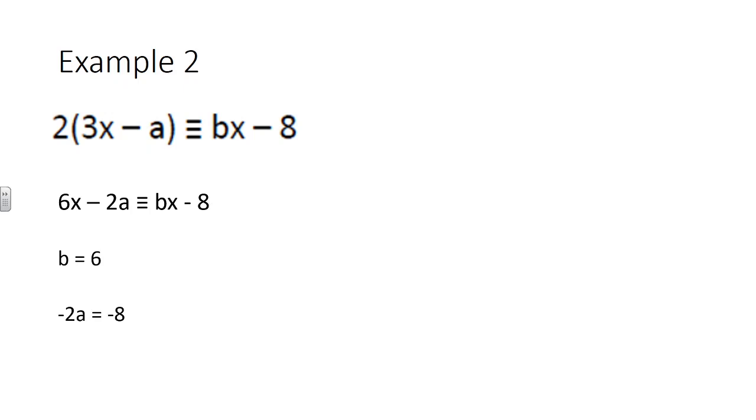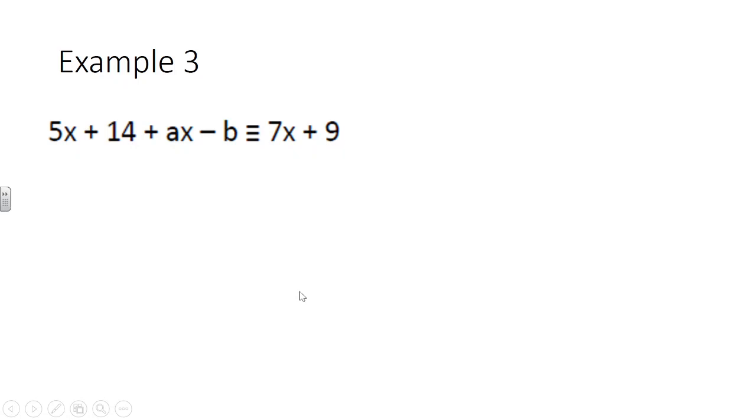So this is where we're solving an equation because we need to find the value of a. So to find a, we need to do divide by minus 2 because it's currently times by minus 2. So minus 8 divided by minus 2 means a is 4. Can you make sure you've got that copied, please?